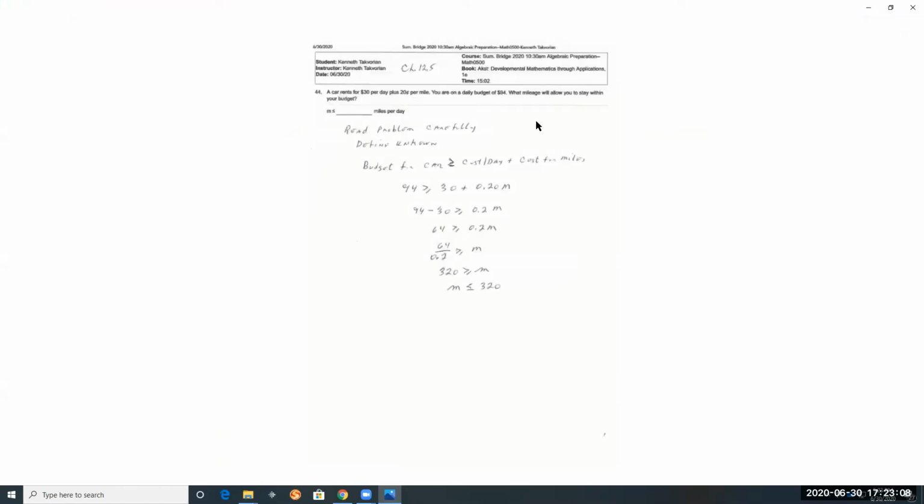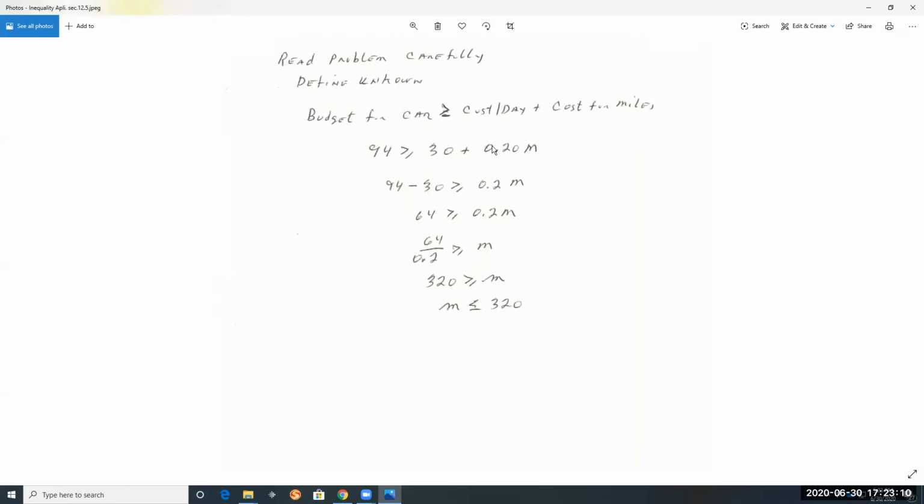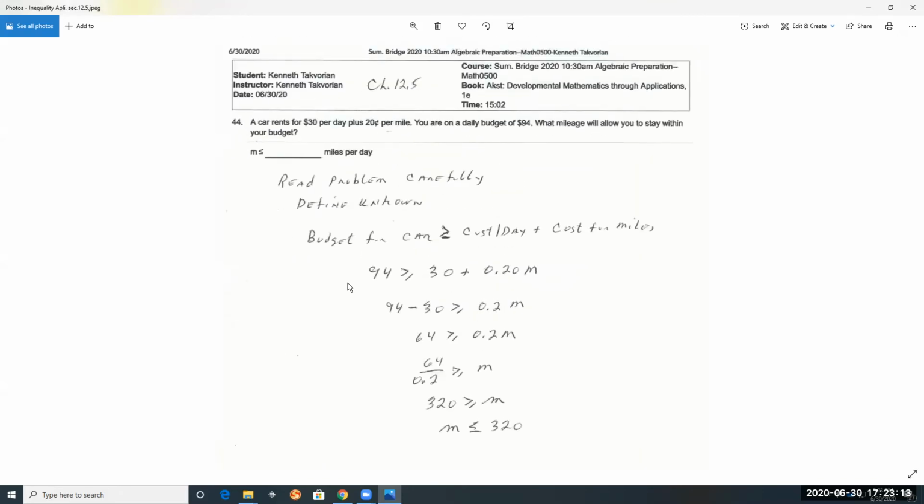Finally, let's look at an application involving inequalities. Always read the problem carefully several times. Define clearly the unknown. The unknown in this case is m. m is the number of miles that we need to drive to stay within the budget of $94. Let's write a statement that makes sense. We want to stay within budget. We can't exceed 94. So the budget for the car, 94, must be greater than or equal to the cost per day plus the cost for the miles driven.